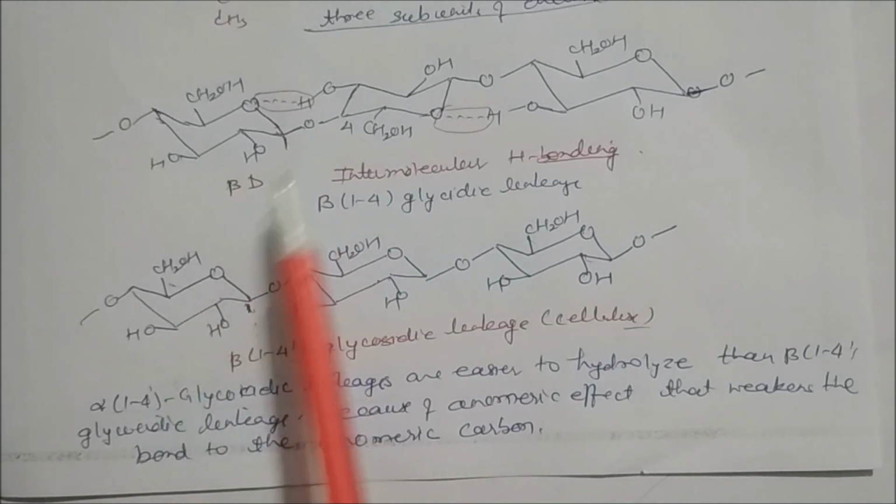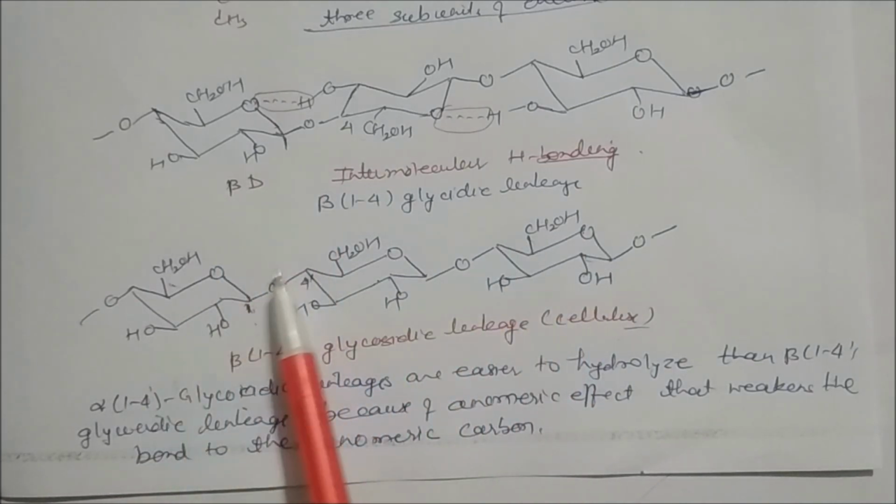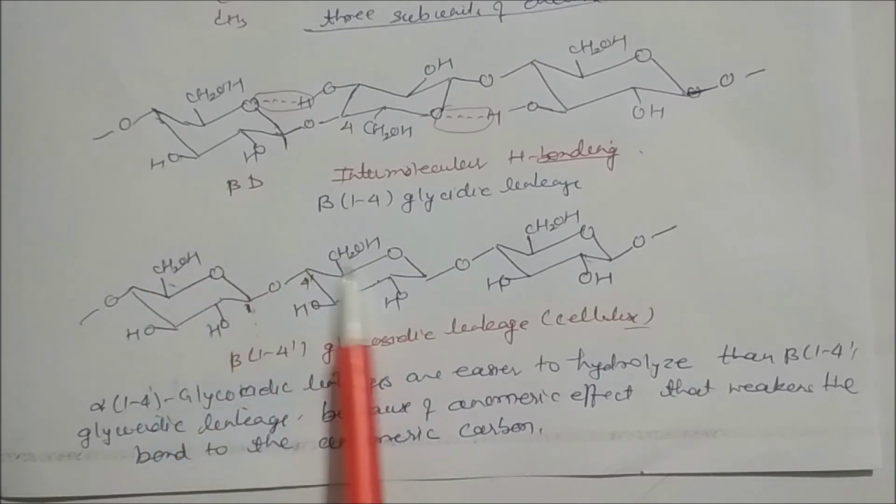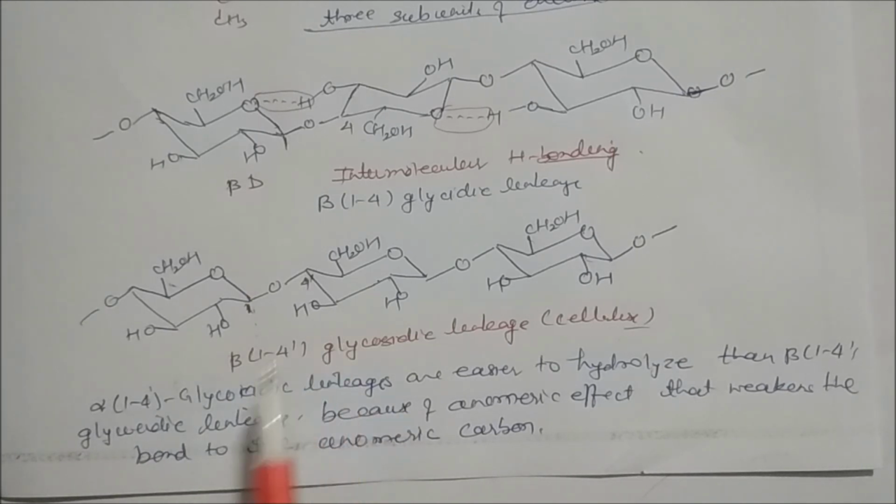And if you take the second structure of cellulose, this is your beta 1,4 glycosidic linkage. So here the CH2OH 6 carbon is on the same side, but in this one the 6 carbon is on the opposite side. So alpha 1,4 glycosidic linkages are easier to hydrolyze than beta 1,4 glycosidic linkages. This means starch is very easy to hydrolyze, but cellulose is not easy to hydrolyze because of the anomeric effect. Due to this anomeric effect, the bonds to the anomeric carbon are weakened. That's why starch is more easily soluble, while cellulose is not easily soluble.